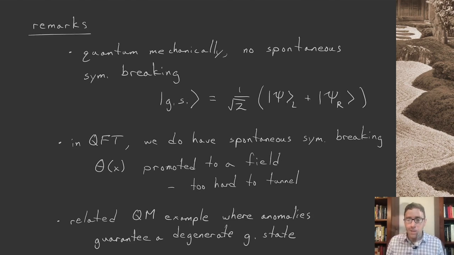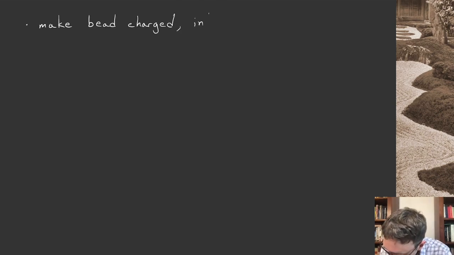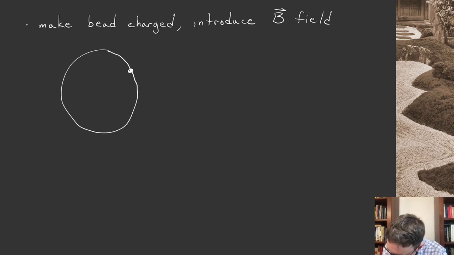of an anomaly. We're going to stick with this bead. We're going to make the bead charged, and we're going to introduce a magnetic field. And the kind of picture I want you to have in mind is here's my bead on the circular wire. And in the center of this system, I'm going to introduce a constant B field, some magnetic flux through the center. So where the bead is moving, there's actually not going to be any magnetic field at all.